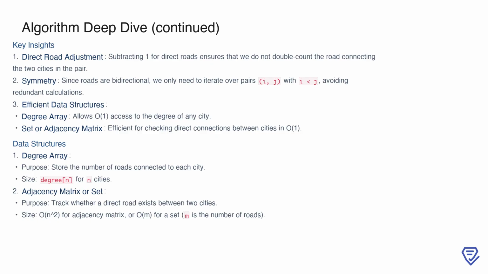Using a degree array allows us to access the degree of any city in constant time, while a set or adjacency matrix provides an efficient way to check for direct connections. The degree array is compact, requiring space proportional to the number of cities, while the adjacency structures scale differently. An adjacency matrix uses O(n squared) space, but a set grows linearly with the number of roads, O(m). These design choices ensure that our algorithm remains efficient even as the input size grows.